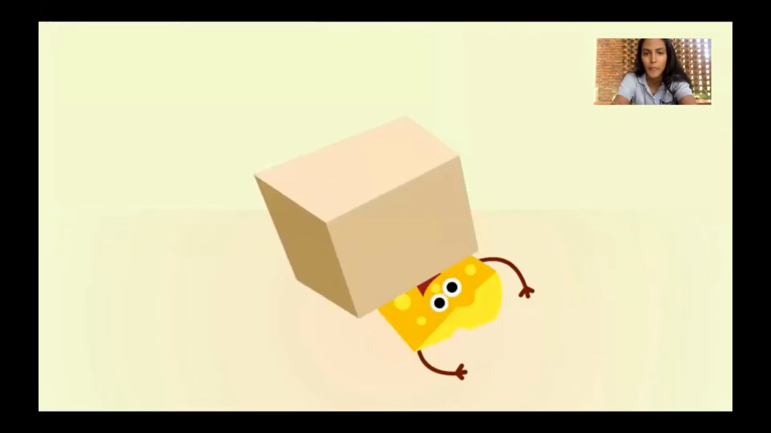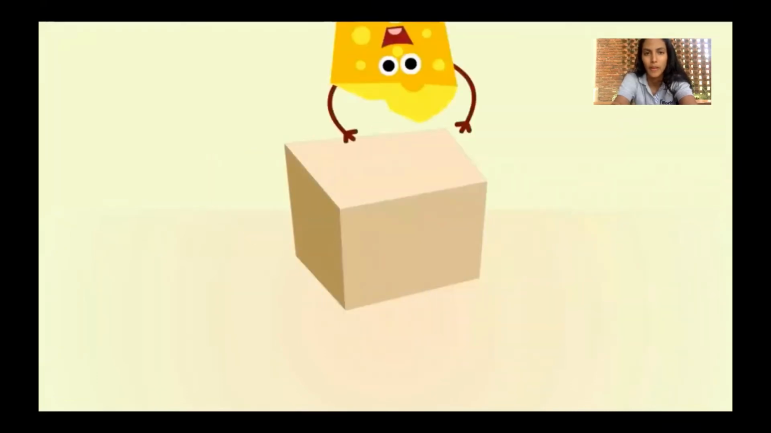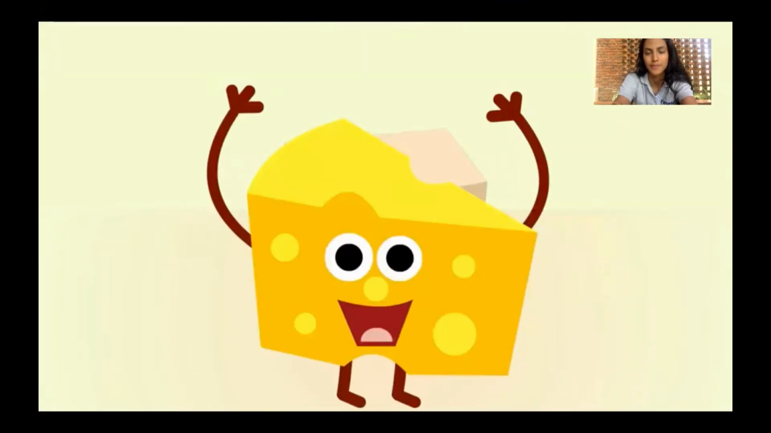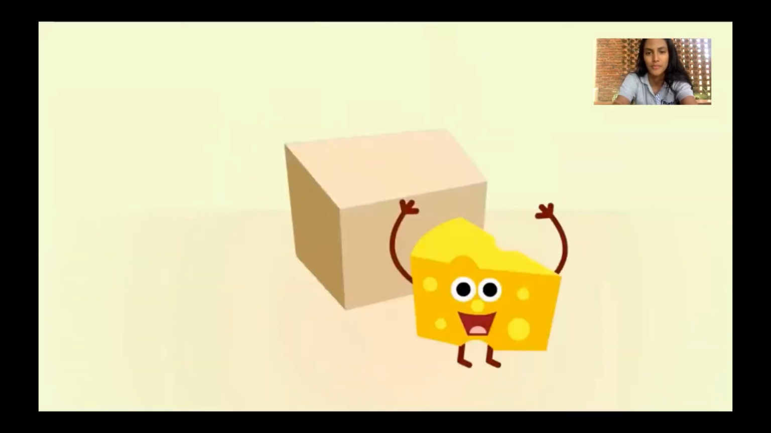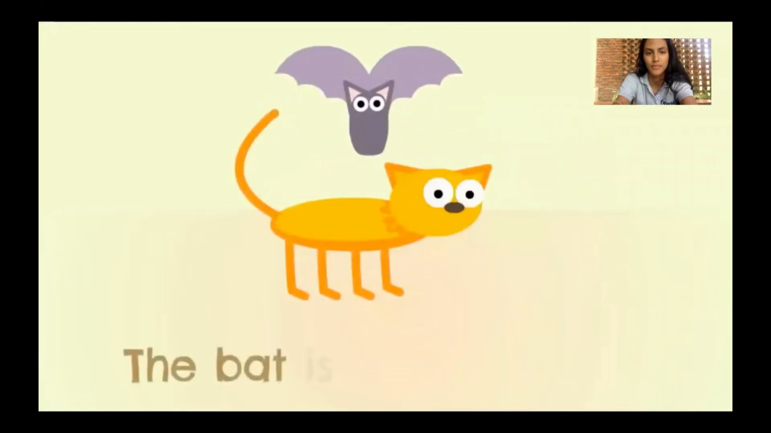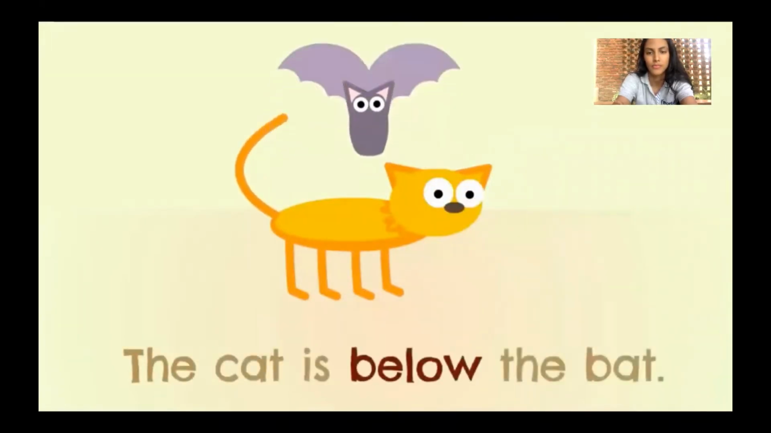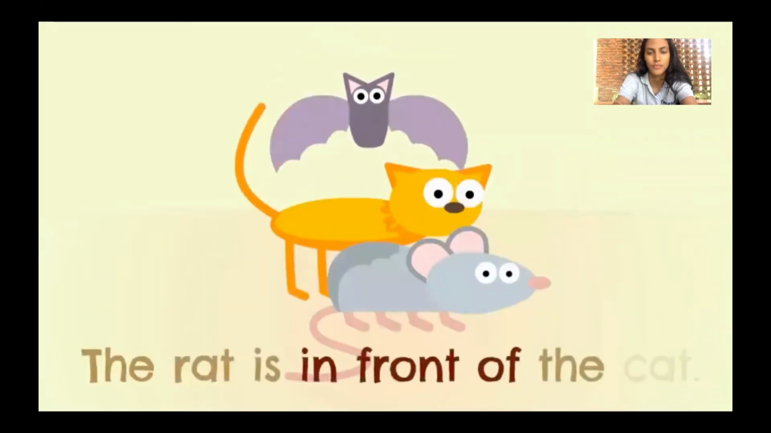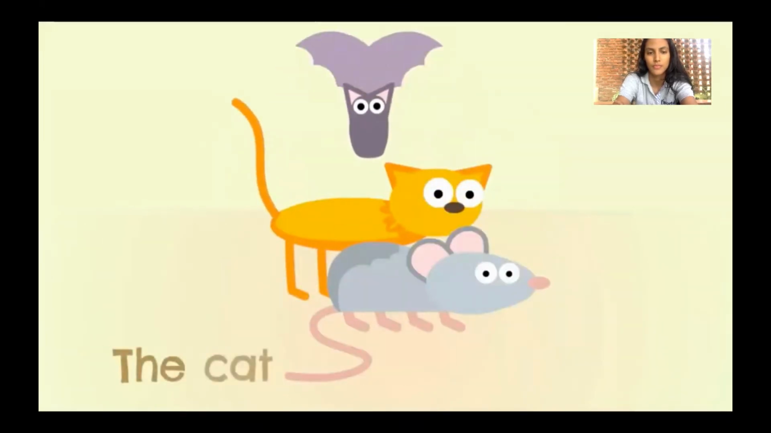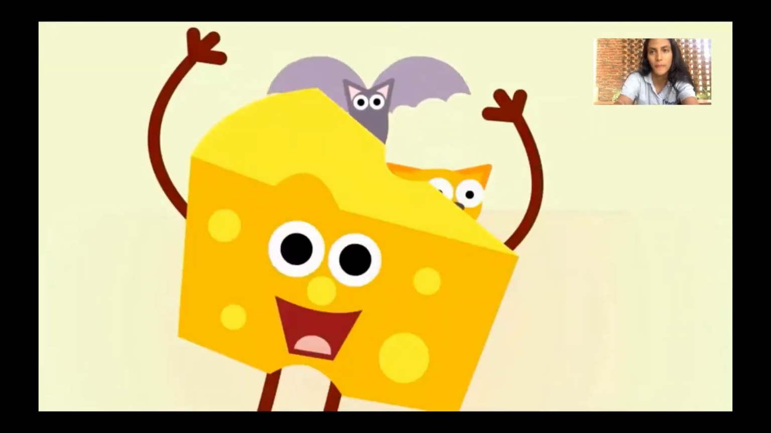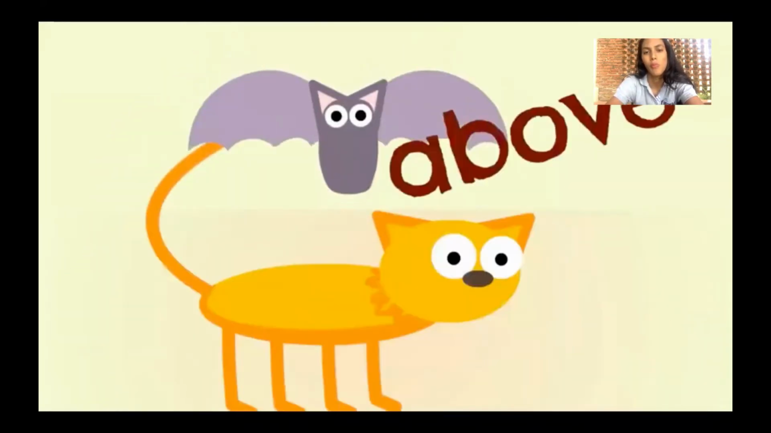Above, below, in front of, behind. Keep on listening to the rhyme about above, below, in front of, behind. Now the bat is above the cat, just like the cat is below the bat. And the rat is now in front of the cat, just like the cat is behind the rat. Let's sing that one more time, but this time you sing with me. Now the bat is above the cat.